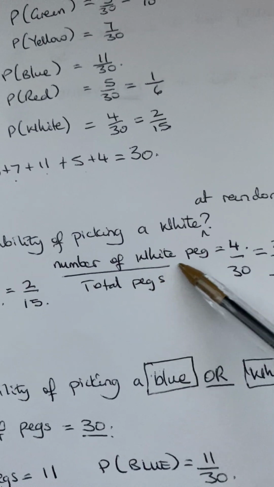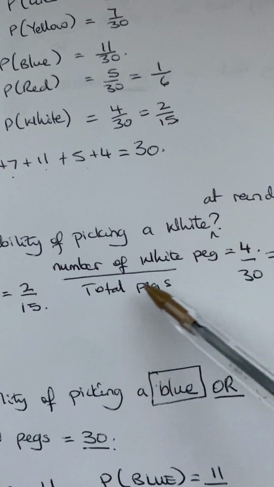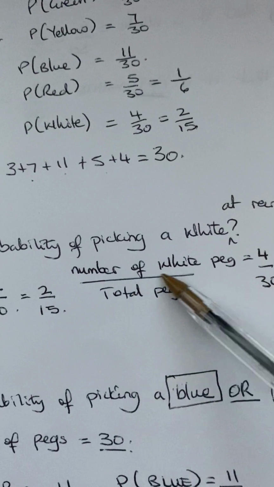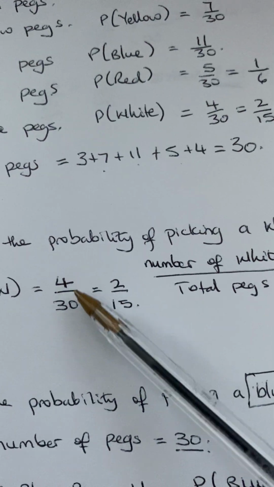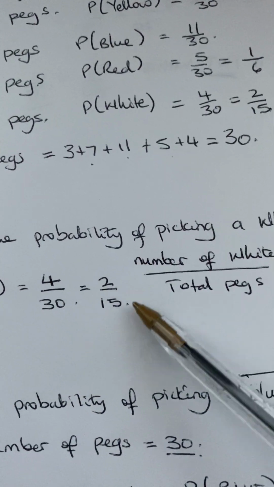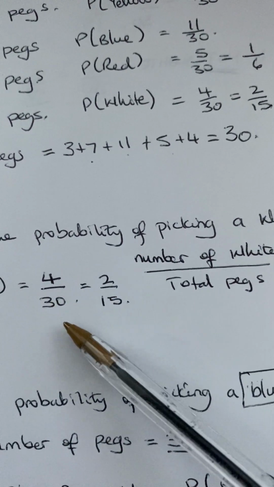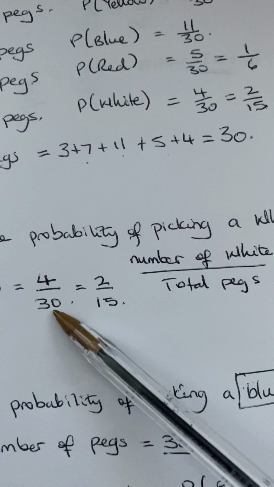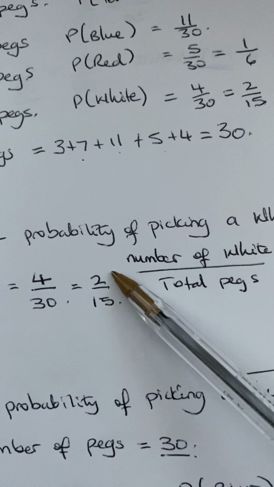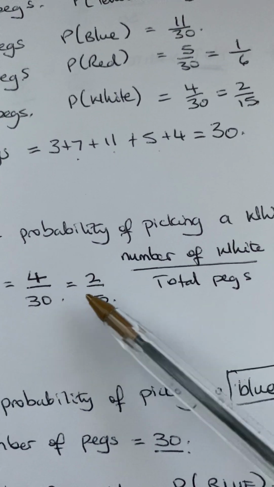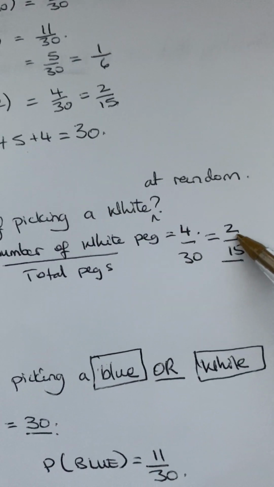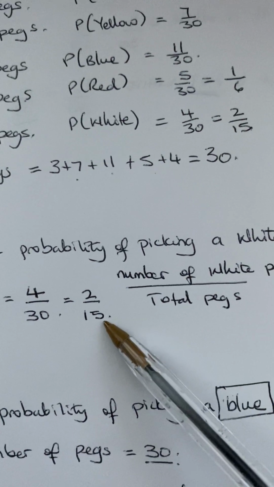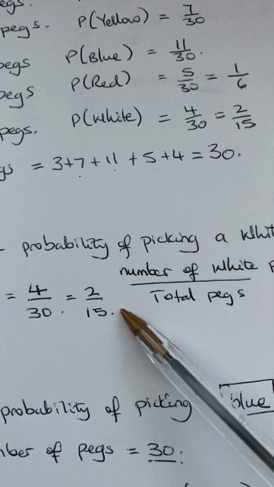So it's the number of white pegs divided by the total number of pegs. So that will be 4 out of 30, 2 out of 15. If you reduce it, you halve 4, you get 2. Halve 30, you get 15. So that is our answer here, and the same thing here.